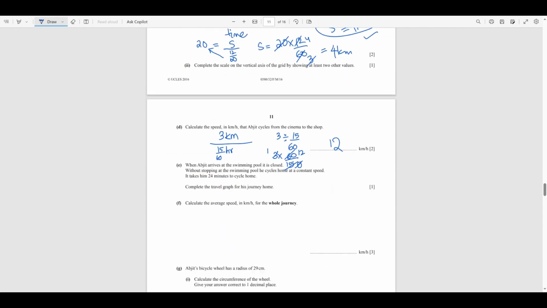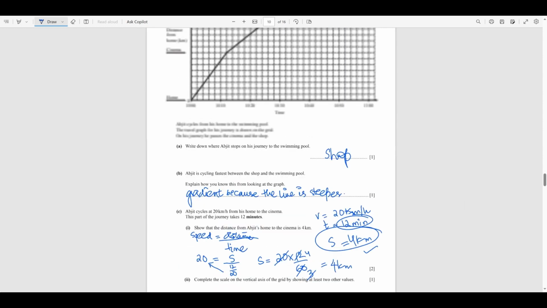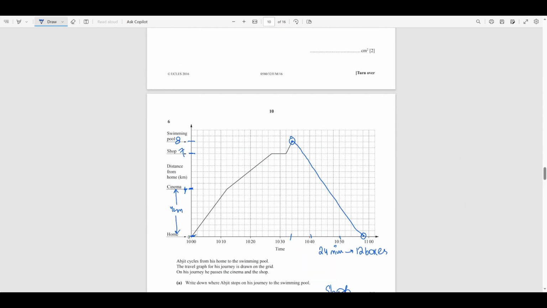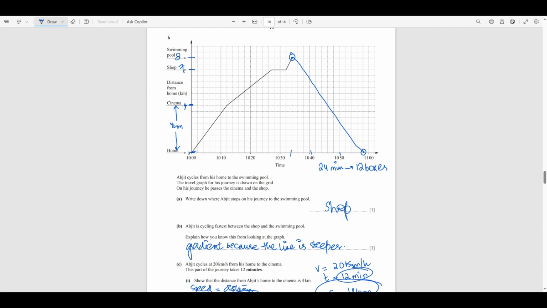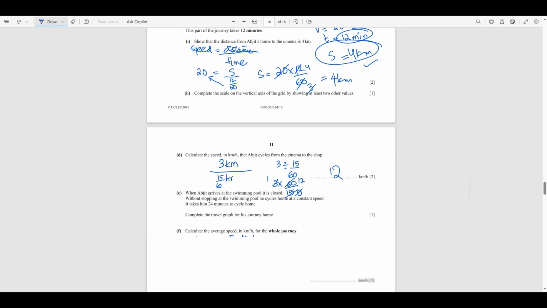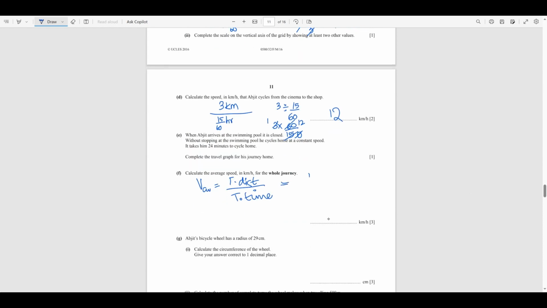Calculate the average speed in kilometers per hour for the whole journey. So the formula for average speed is total distance upon total time taken. So total distance is 8 and 8, 16, because going 8 kilometers and then coming back 8 kilometers. So it's 16 kilometers. And then from starting at 10 to ending the journey at one box before 11, that means 2 minutes less. So it's basically 58 minutes, right? So distance is 16 kilometers and the time is 58 minutes.